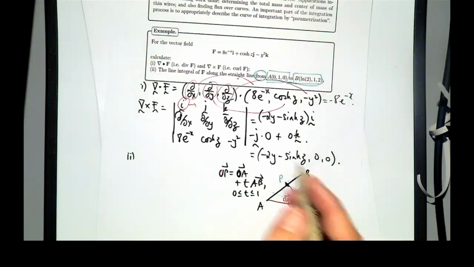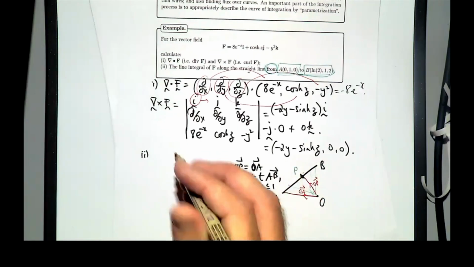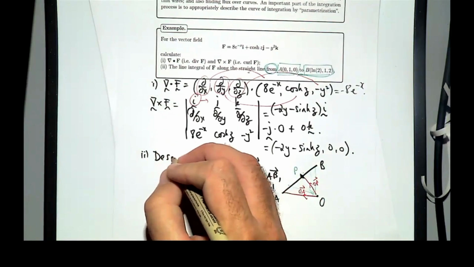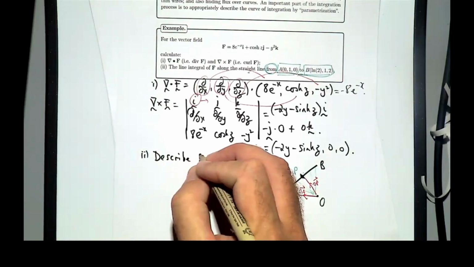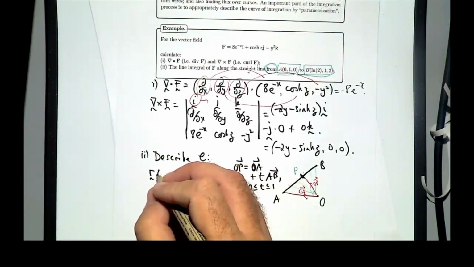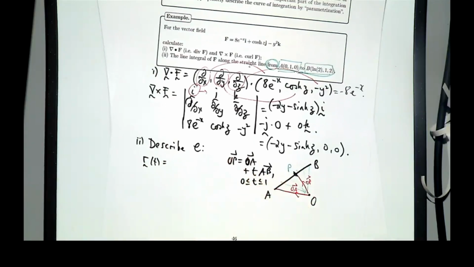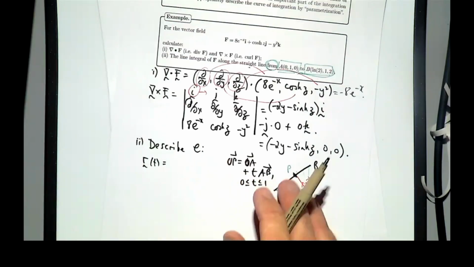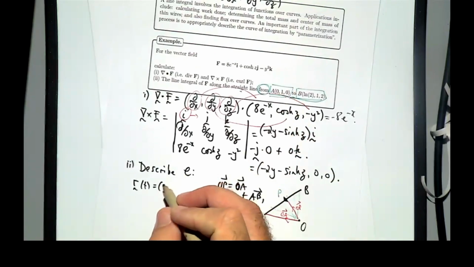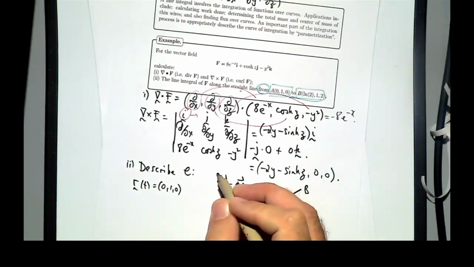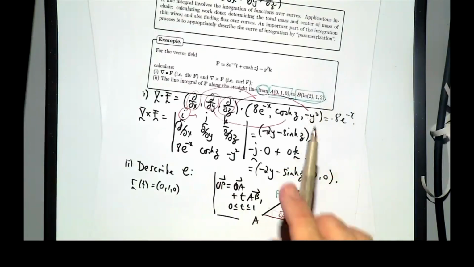what will our vector R look like? Okay, so OA plus t AB. So OA is there. Okay, the vector from A to B.